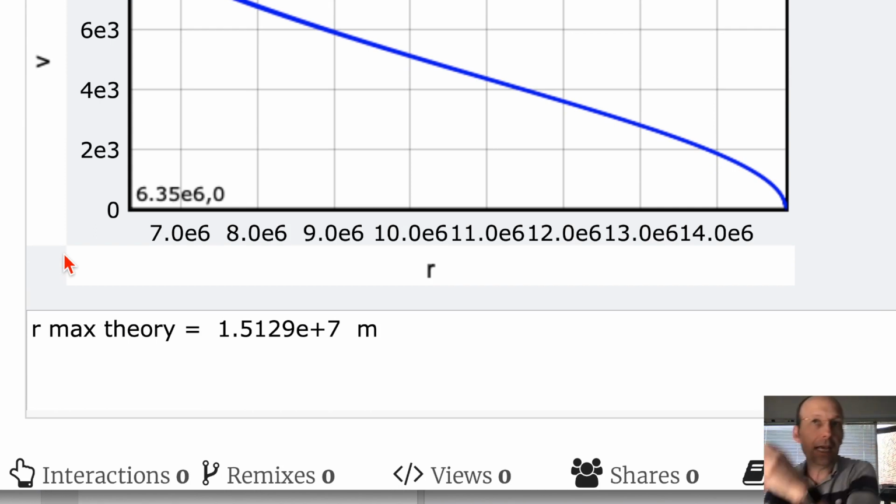That's really good. So now we can calculate the maximum height using energy. We don't have to do the whole numerical calculation. And now we can calculate the escape velocity. So for the escape velocity, I want the maximum height of infinity. Okay, so let's go back to the paper and calculate that.